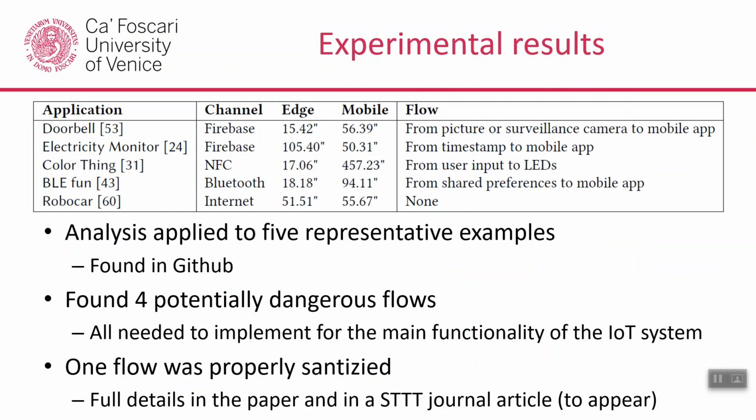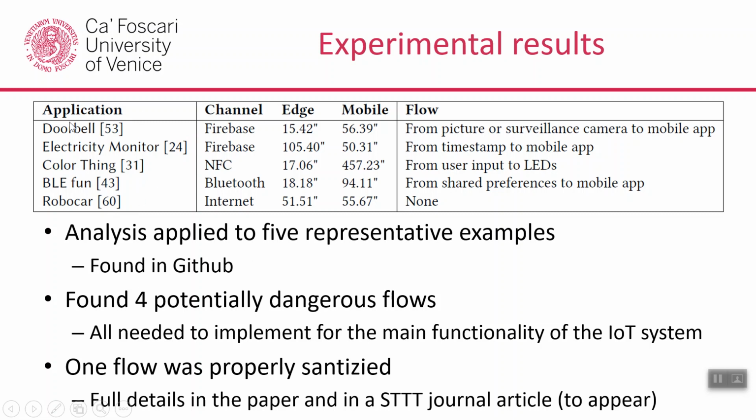What we've done was to apply this approach to several different applications, 5, that we think were quite representative because they deal with different types of communication channels. So 2 of them are with Firebase, one is NFC, one Bluetooth, and one Internet. They were always made by at least 2 applications. They are all published in GitHub, so you can access them and see what type of software it is. And in 4 out of 5 cases, we found potentially dangerous flows.